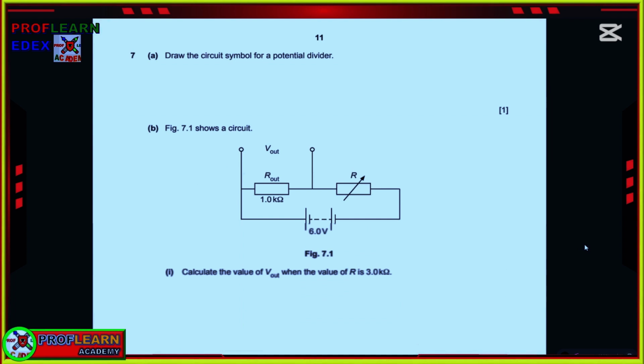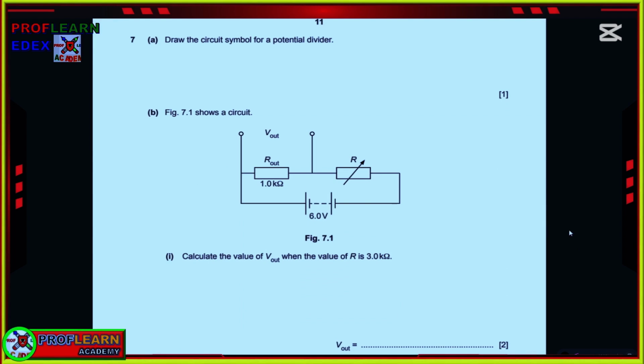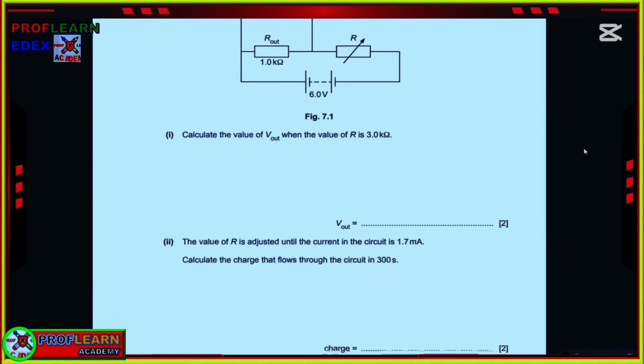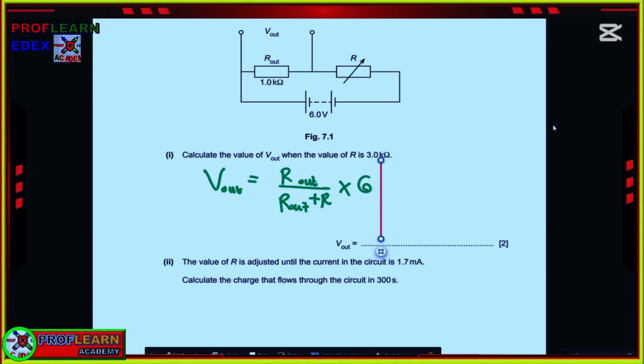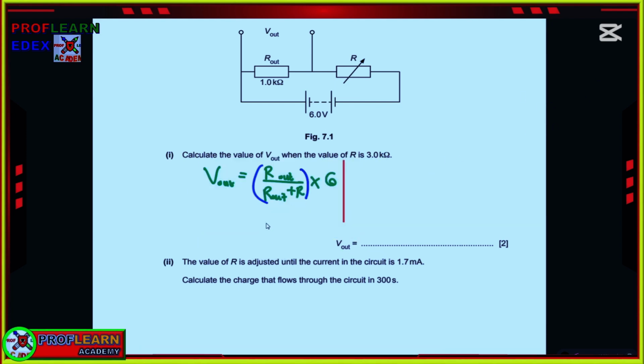We are moving to electricity. You are supposed to know how to draw the symbol of the potential divider, and the potential divider is drawn like that. That's what you're supposed to do. And then you remember the formula, V out equals R out over R out plus R, times V in. So we are going to use that relation.